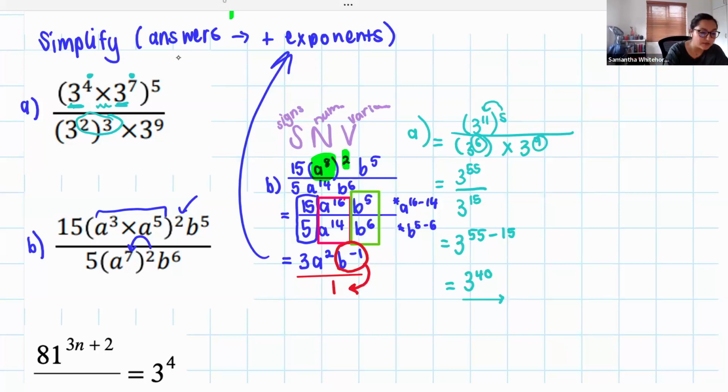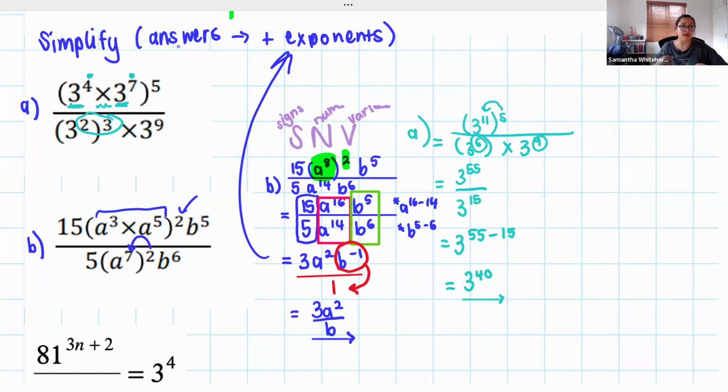And so our final simplified answer here is going to be 3a squared in my numerator divided by b in my denominator. That's it. Everything now has a positive exponent. I'm happy with my answer.